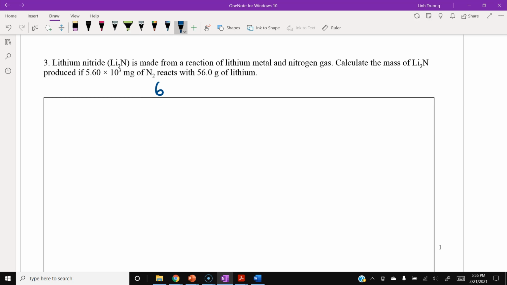My balanced chemical equation is 6 lithium plus nitrogen gives me 2 lithium nitride. So that's my balanced chemical equation. Now the question is asking me to calculate the mass of lithium nitride that's produced if you were given this much nitrogen and this much lithium. So let's go ahead and do that.